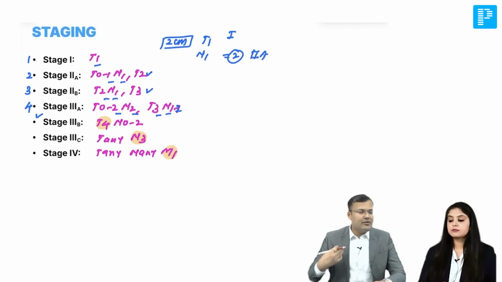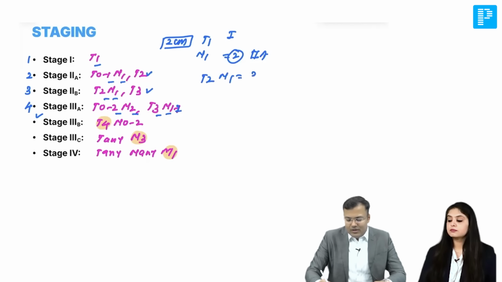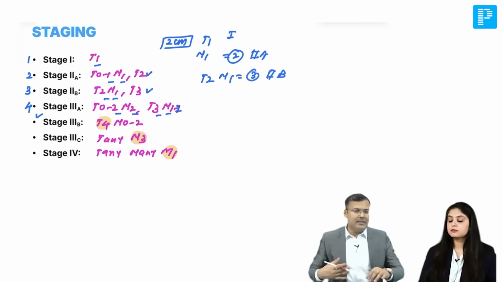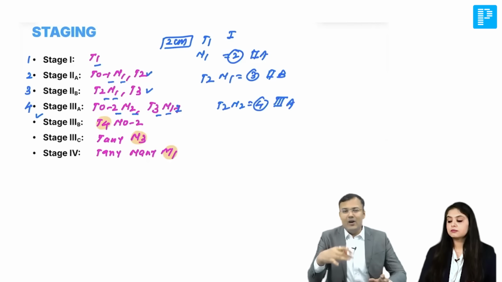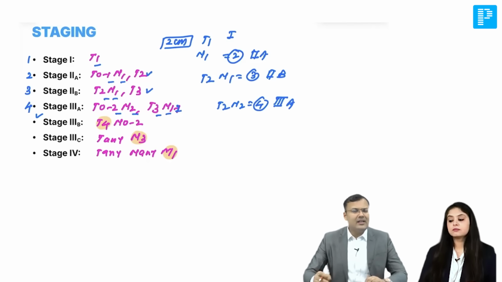Imagine size of tumor is 5 centimeter. 5 centimeter means T2, and axillary lymph node is involved, N1. So number is 3, it is 2B. And if the size is 5 centimeter and axillary lymph node is matted, so it is T2, N2, number is 4, and the 4 number is used for 3A. So this is how you will remember. It's very, very easy. If you practice, you can easily remember.